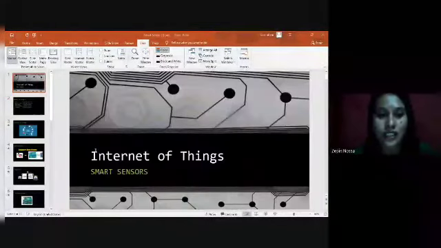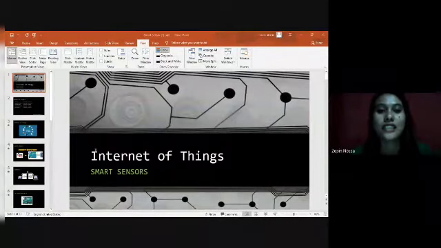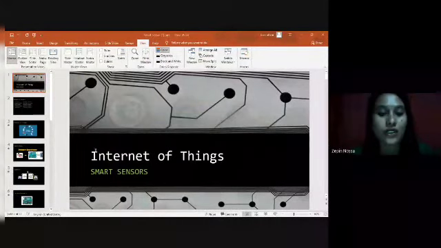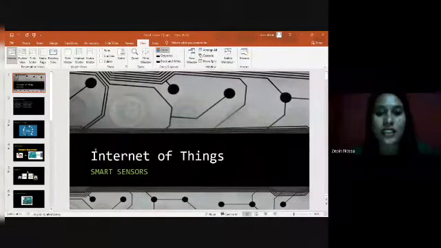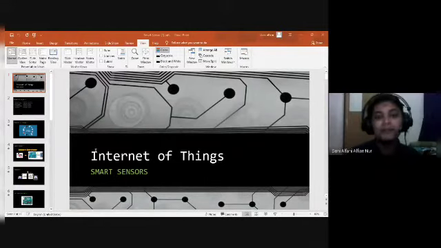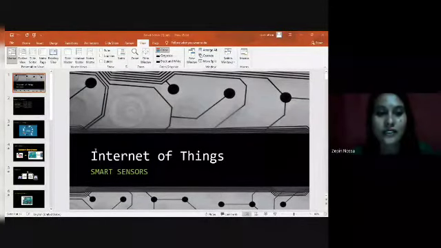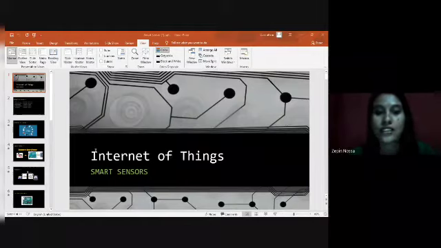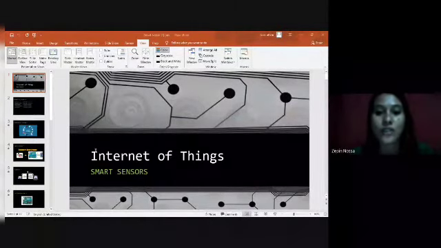The topic of today's presentation is Smart Sensor. This presentation is divided into 3 parts. First, explain about Internet of Things, Smart Sensor and Actuator. Second, describe kinds of microcontroller, sensor, and actuator. Third, implementation of Smart Sensor.